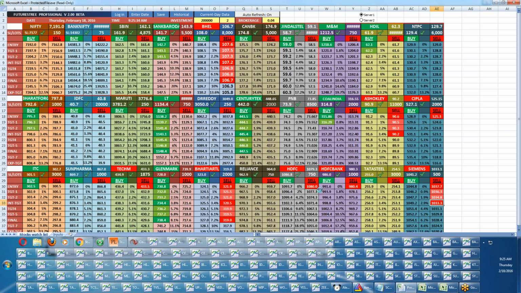I have a call in Idea. Let me just add it here and show it to you. So you can see that Idea we have a sell. Tatacom, that's made an entry. Century Textiles, you can see final target is done. Ashok Leyland we have a sell.